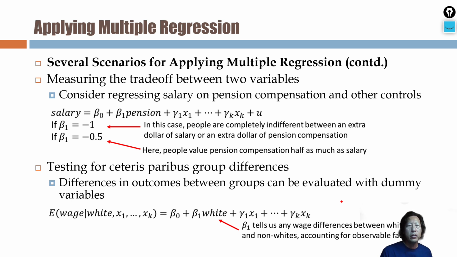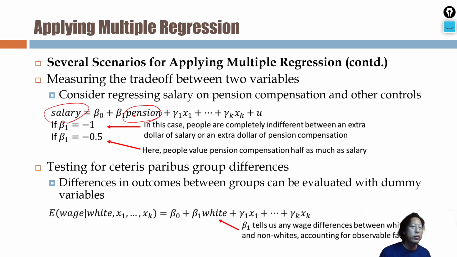Another scenario is the trade-off. When we talk about salary and pension, the pension is the money you get from them when you retire, right? That is a kind of benefit of the job. When you get a job, you get a salary, and you also get a pension. So we want to know how people consider the pension compared to the salary.